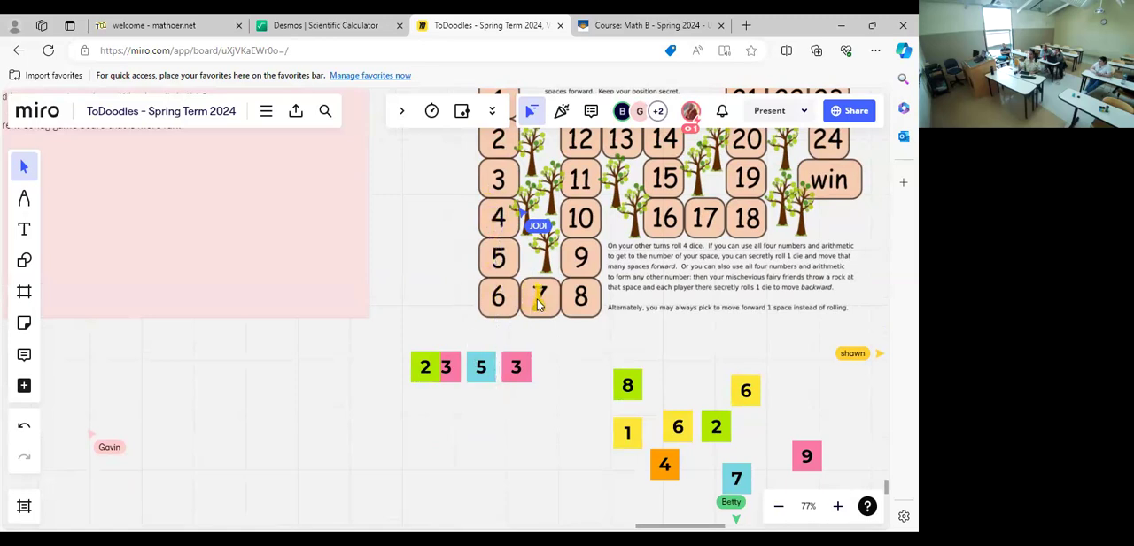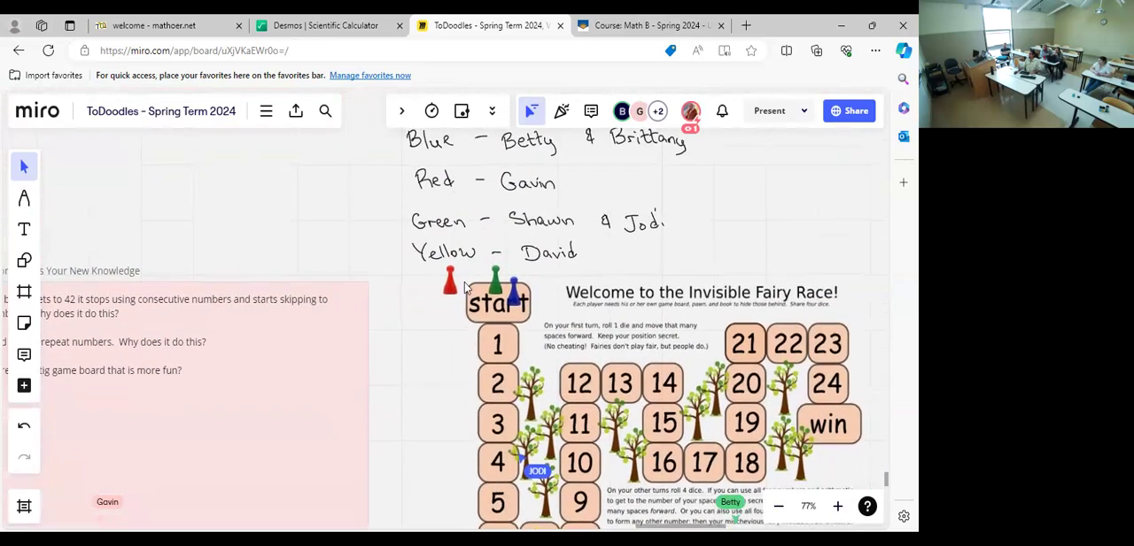1, 2, 3. If it was your turn, don't tell us where you move to. Keep that secret. With your second move, you keep to yourself. Yeah, second move, you keep to yourself. Okay, so that's what we're going to do. Let's start at the top.